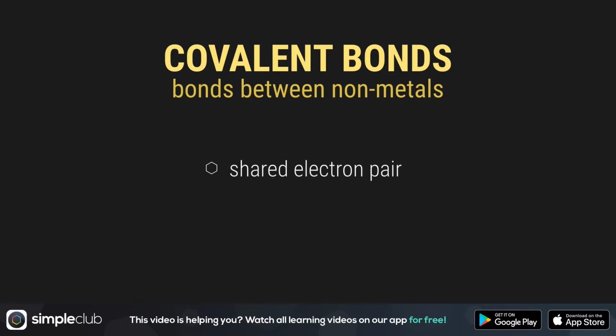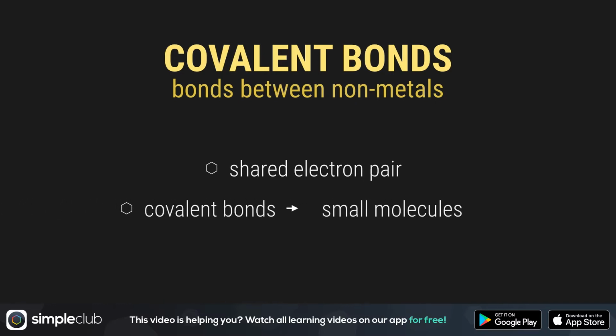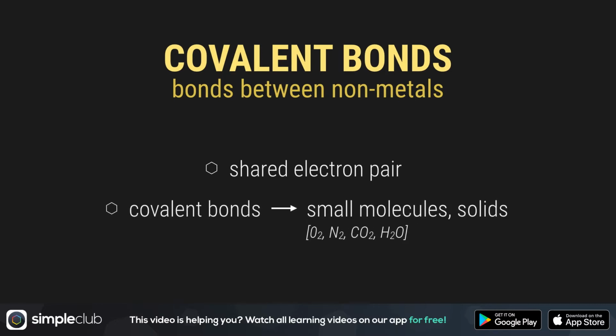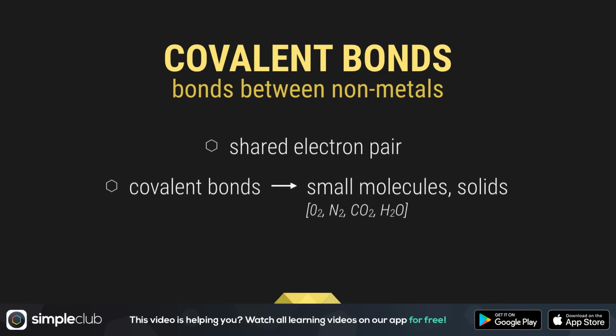But wait, there's more. What kind of things are made up of covalent bonds? The answer is small molecules for the most part. We're talking about O2, N2, CO2, H2O, and so on. Most of them are gases or liquids, but sometimes hard solids are formed with covalent bonds too. One example would be diamond.